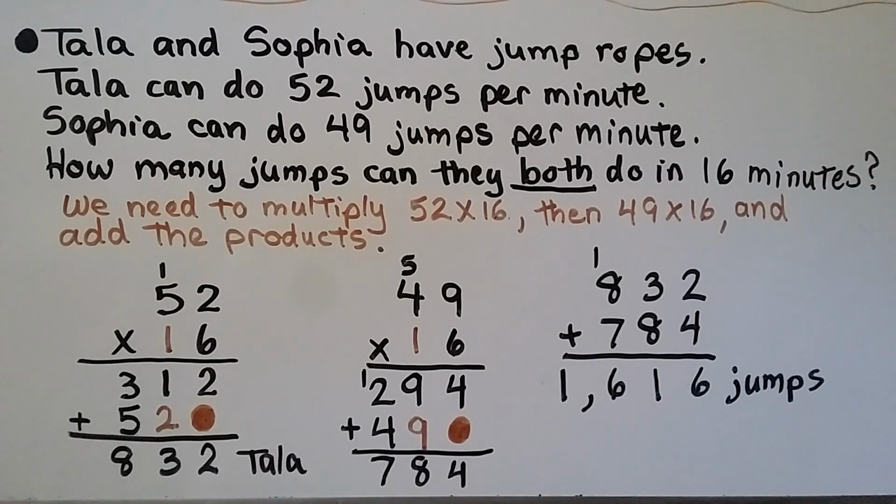Tala and Sophia have jump ropes. Tala can do 52 jumps per minute. Sophia can do 49 jumps per minute. How many jumps can they both do in 16 minutes?